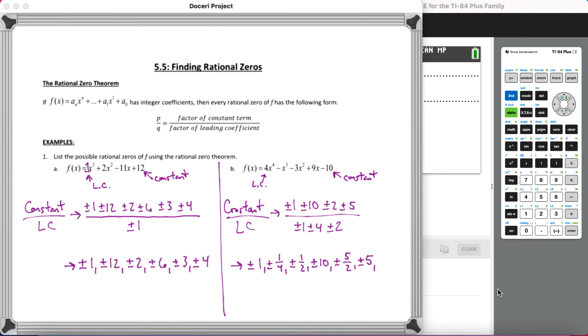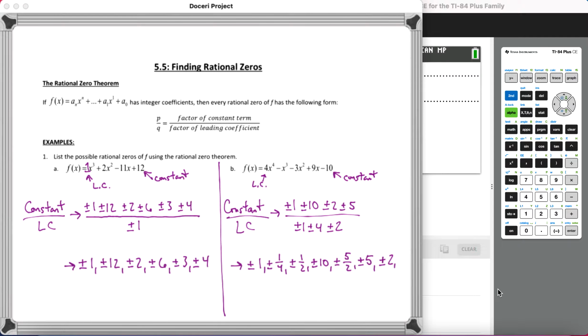Then I take it with the 2 and divide it. So 2 divided by 1 is 2. But then as I go through the rest of the list, 2 divided by 4 is 1/2. I already have that in my list, so I don't need to be redundant. And 2 divided by 2 is 1. I already have that in my list, so I don't need to list it again.